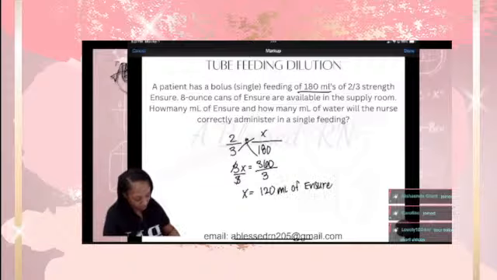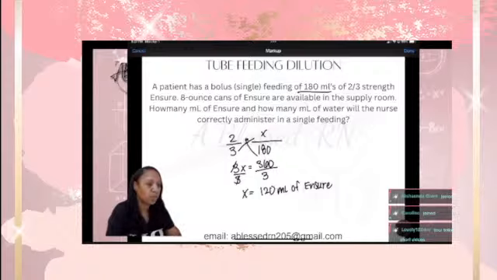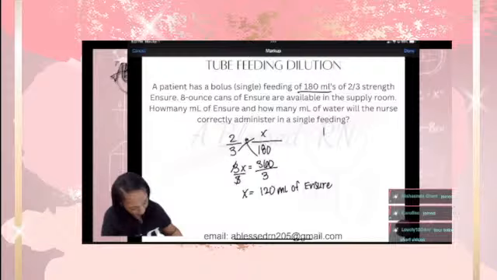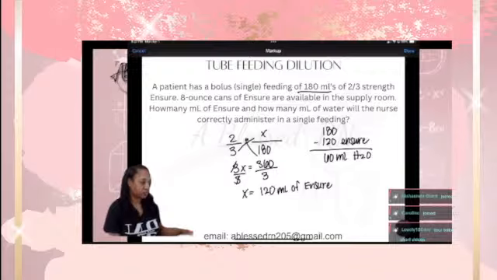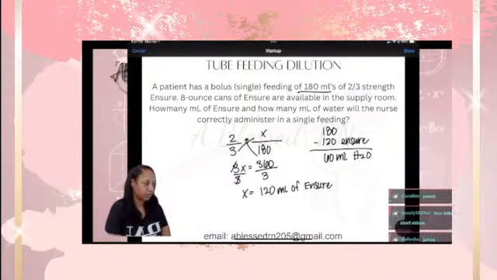Okay, so now we can figure out how much water we need to add to it. If the total amount is 180, we know that our Ensure is 120. If we do 180 minus 120, that's going to be 60 milliliters of water. What do you feel about it?